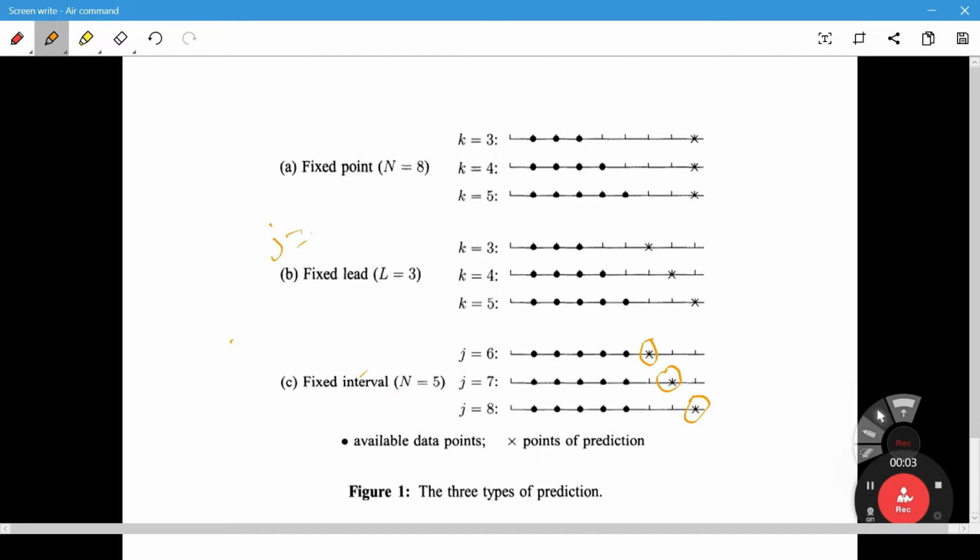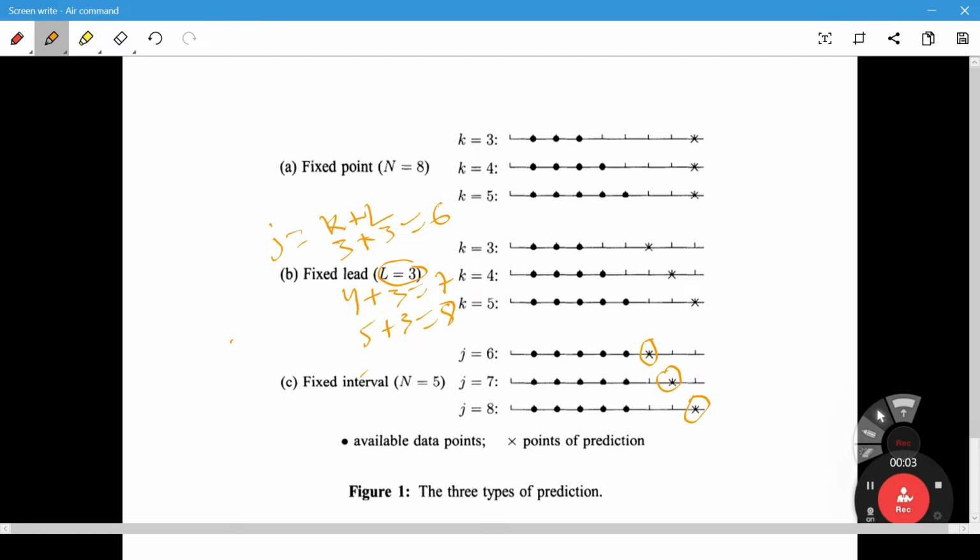Similarly, here j equals k plus l. So when k equals 3 and your lead is the fixed lead 3, you will get the predicted value at 6. And similarly, when k equals 4, then you will get the predicted value here, the 7. And similarly when k equals 5, then you will get it at the scan.